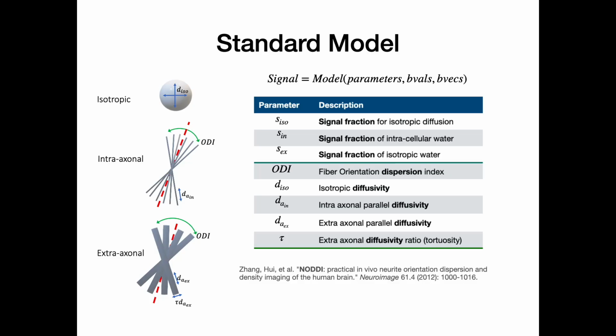However, diffusion data alone cannot constrain all of these parameters. To make the model tractable, we typically impose additional assumptions. The most common practice is to fix some parameters to predefined values and estimate only the remaining parameters. For example, the widely used NODDI model fixes the diffusivities and focuses on estimating the signal fractions and dispersions.